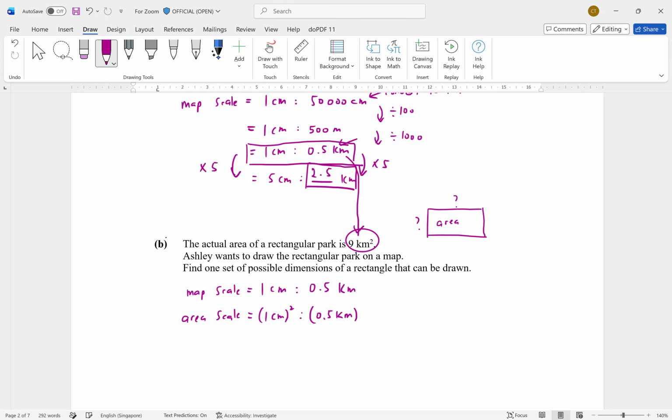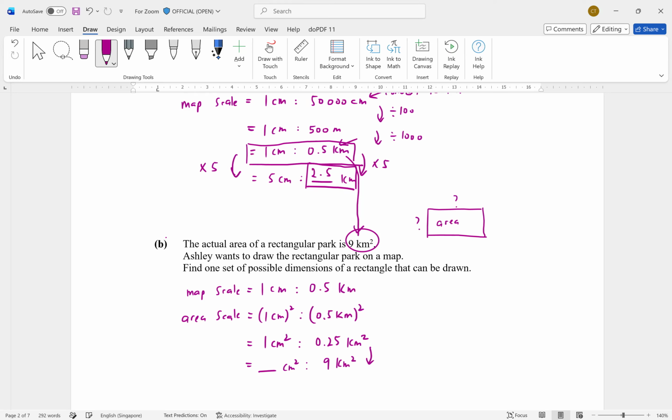Okay, so square 1, you get 1 cm squared. Square 0.5, you get 0.25 km squared, right? Let me write this neatly. Okay, km squared. So now the actual area is 9 km squared. So what would be the area on the map?